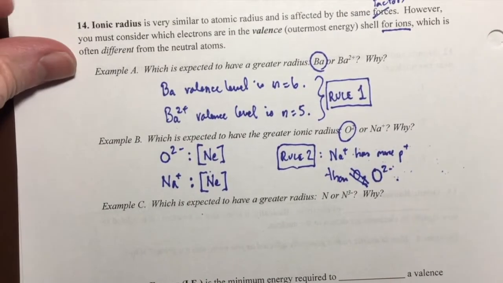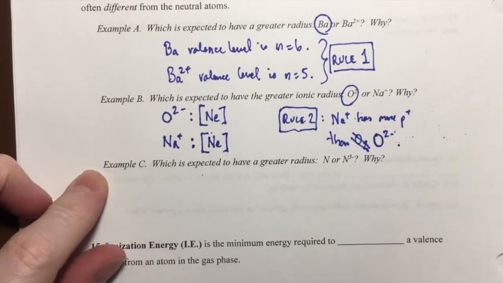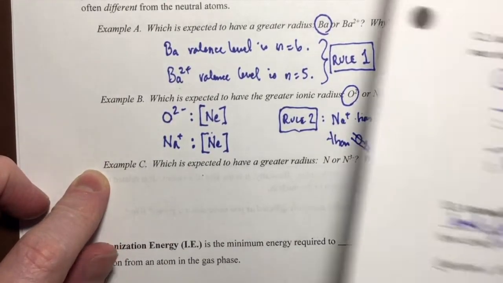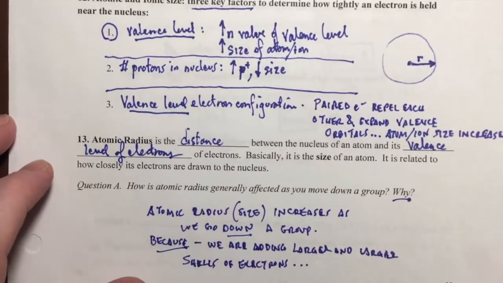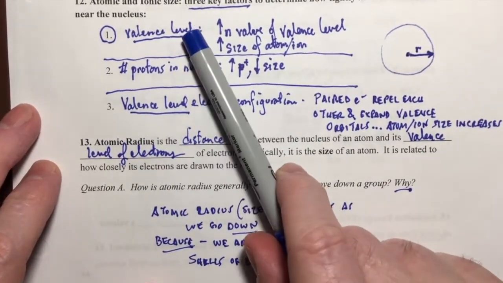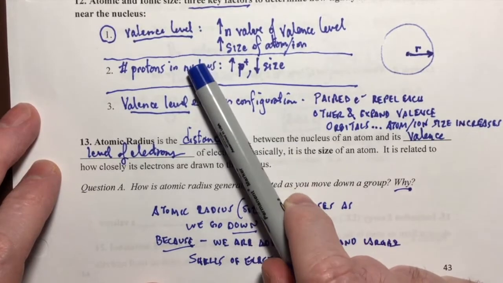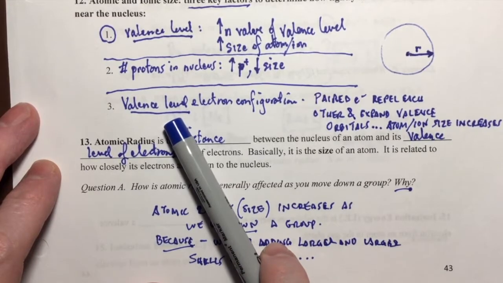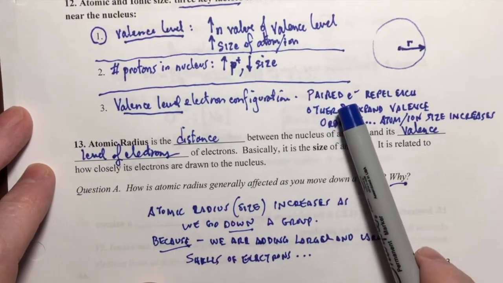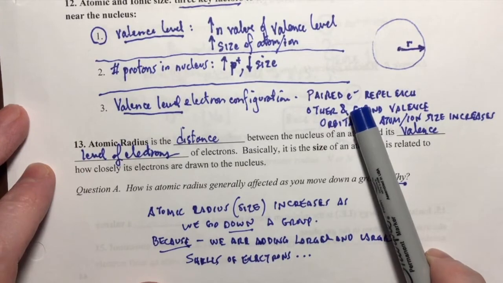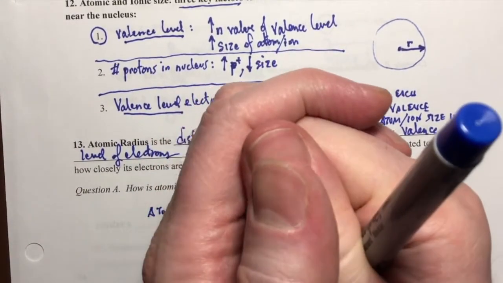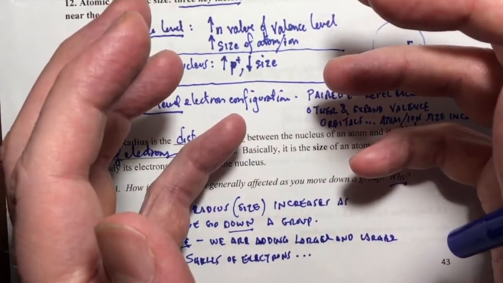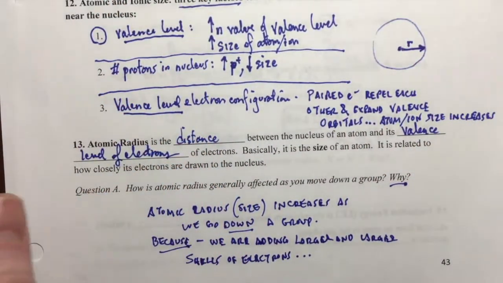Now we get down to example problem C, and this is the one that is a little bit more challenging because we haven't seen this one in practice yet before. So I just want to remind you of what we wrote. If we are tied from Rule 1 and Rule 2, then we look at the specific electron configurations in the valence level. And if you have more paired electrons, then there's more electron pair repulsion, and they make the valence shell orbitals larger, so the overall species becomes larger.